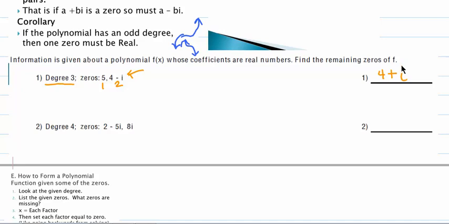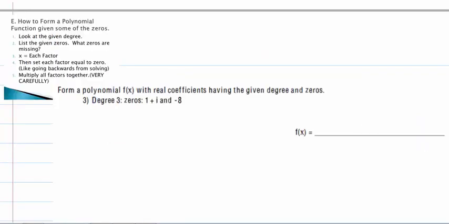Number 2, degree 4. Zeros: 2 minus 5i. There's one complex number, so that means 2 plus 5i is another zero. So that's my second zero. Then my third zero is 8i, which means I have negative 8i as my fourth.